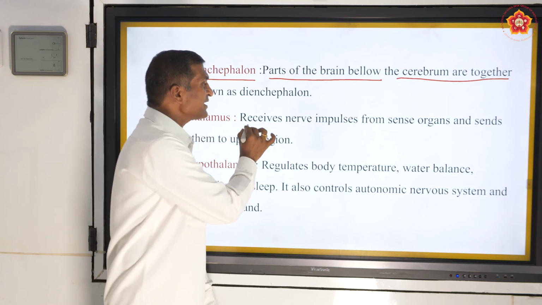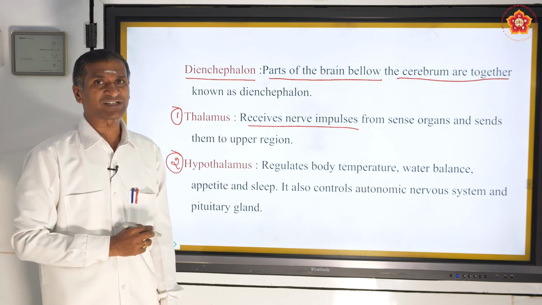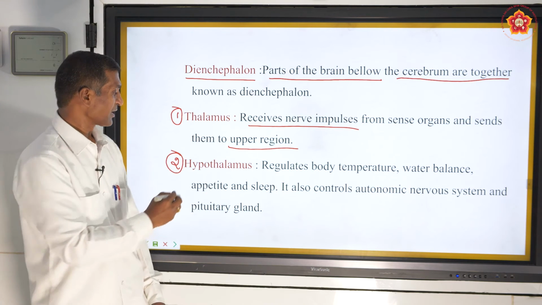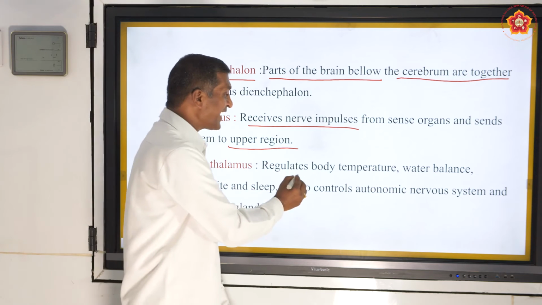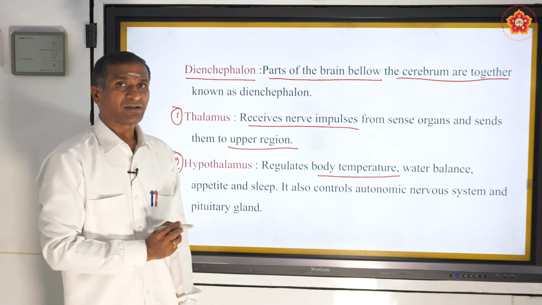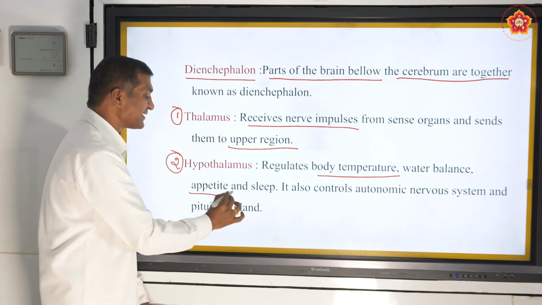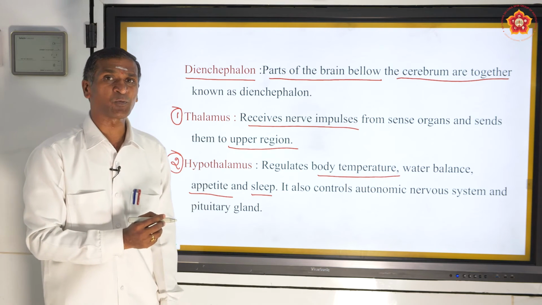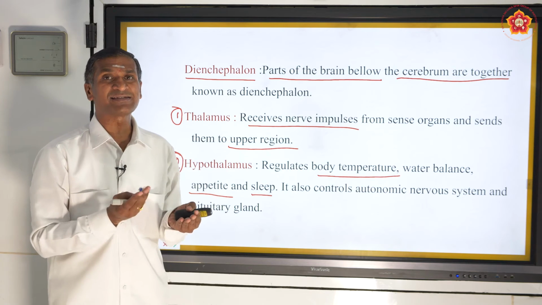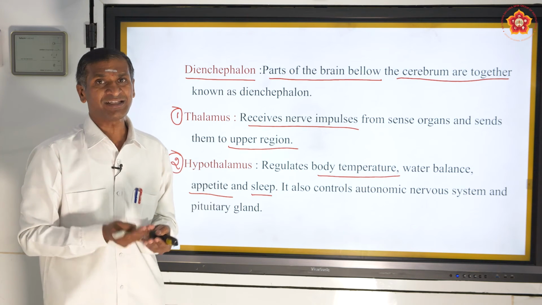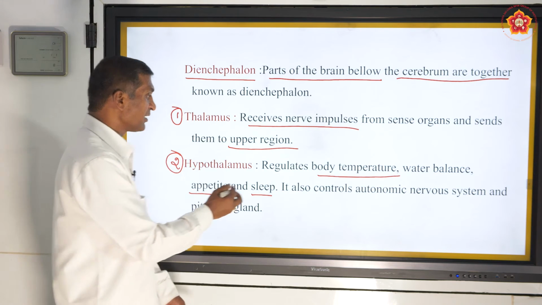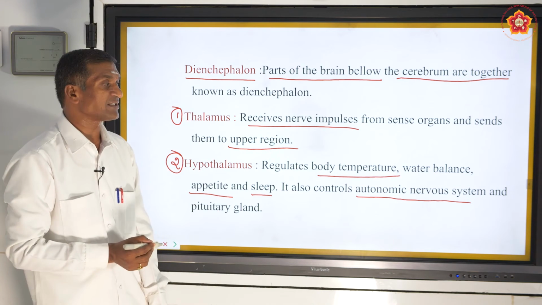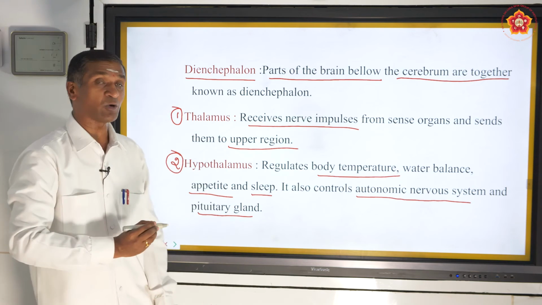The thalamus receives the nerve impulses from sense organs and sends them to the upper region of the brain. The hypothalamus regulates the body temperature, the water balance, the appetite or hunger, and sleep. Regulates means it brings them into a balanced way, an equilibrium state, a constancy. It also controls the autonomic nervous system, which we will discuss further, and also the pituitary gland.